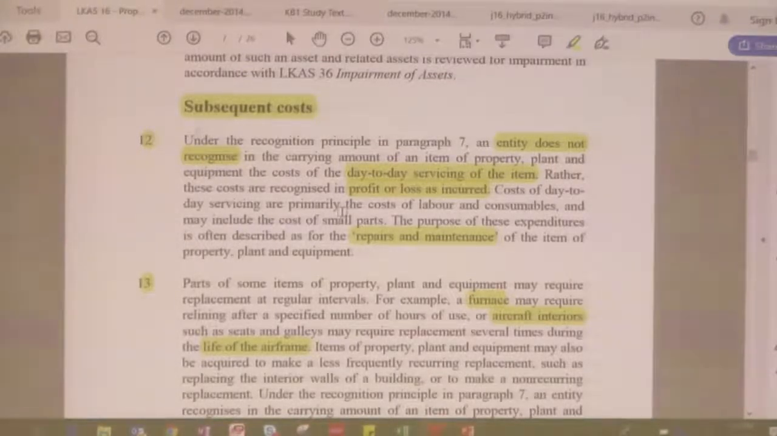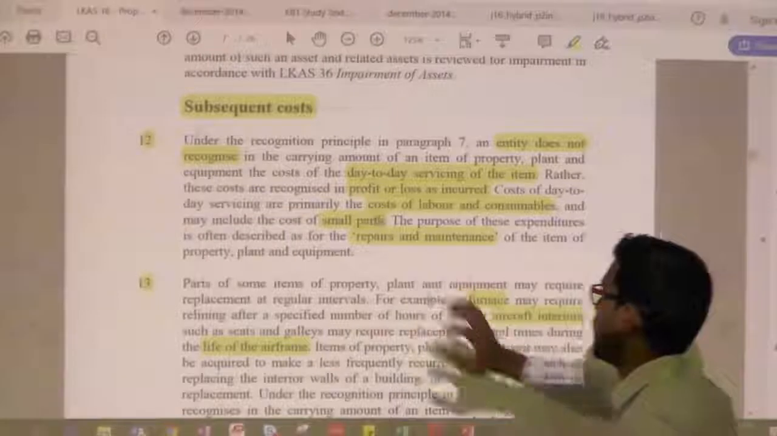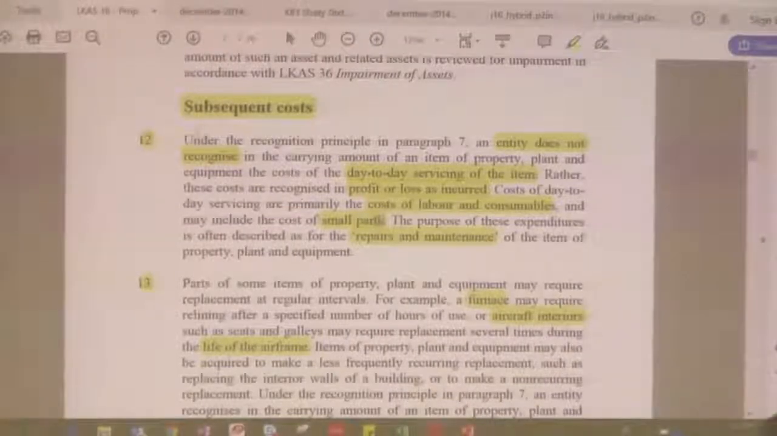primarily the cost of labor and consumables. Underline the words cost of labor and consumables, and may include the cost of small parts. Underline the words small parts. So there is a different accounting treatment if there is any big or significant part of that machine, right, whatever the asset, not only machines, but it's small parts. If it is not that valuable, then straight away you can pass it to P&L.